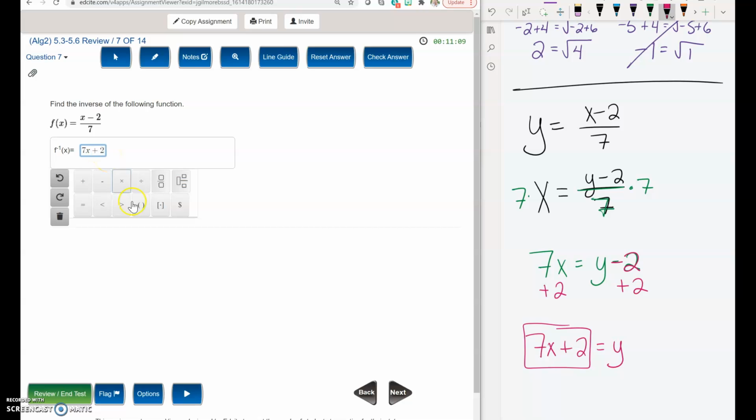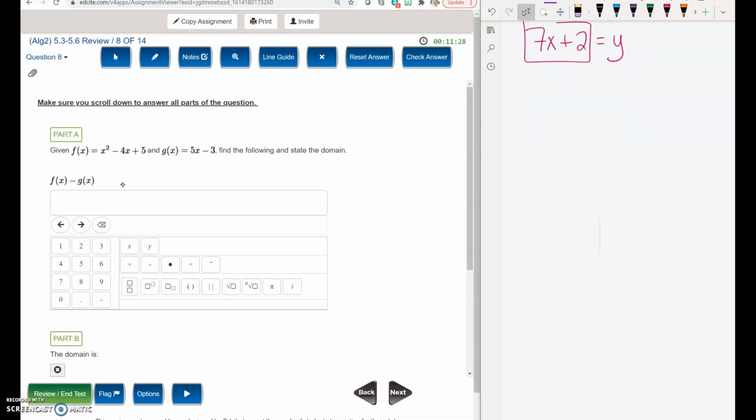And you use your numbers. You can use these for the plus sign and multiplication sign if you want to. You could do 7 multiplication sign x. This is not x. This is a multiplication sign, not an x. So just be aware of that in that little math keyboard thing.